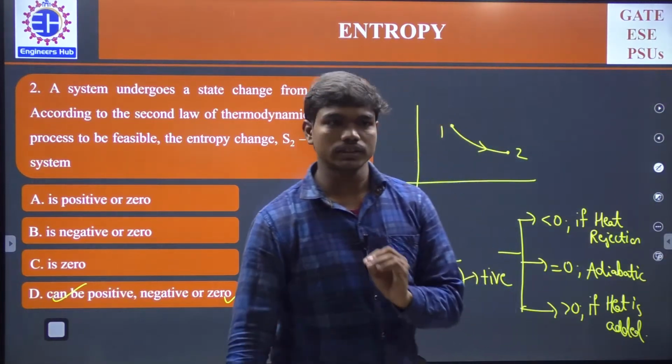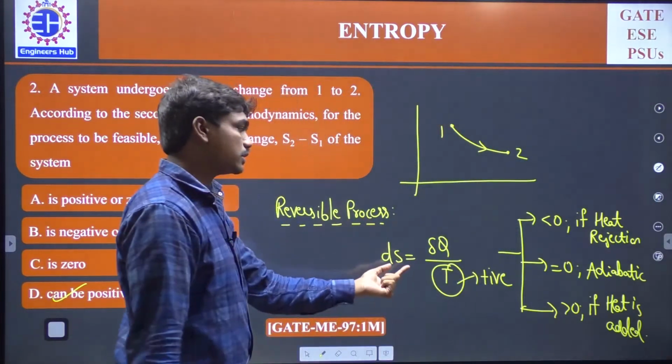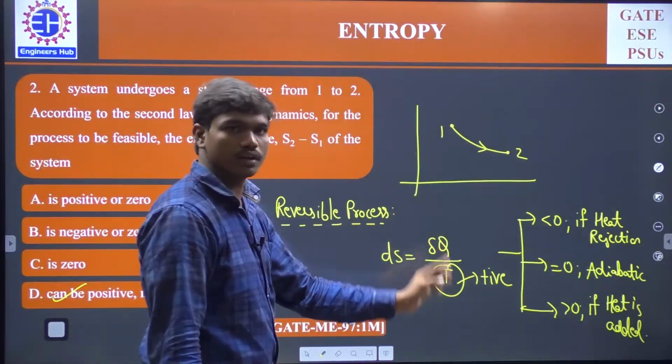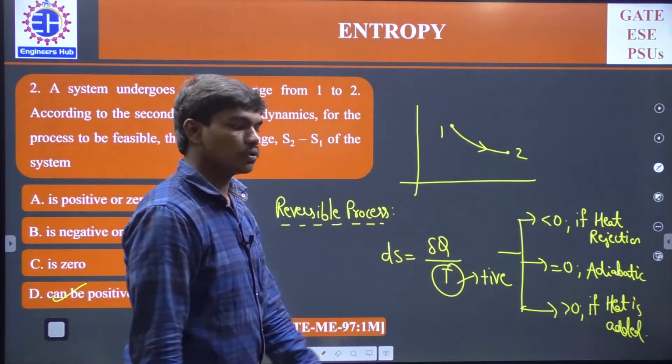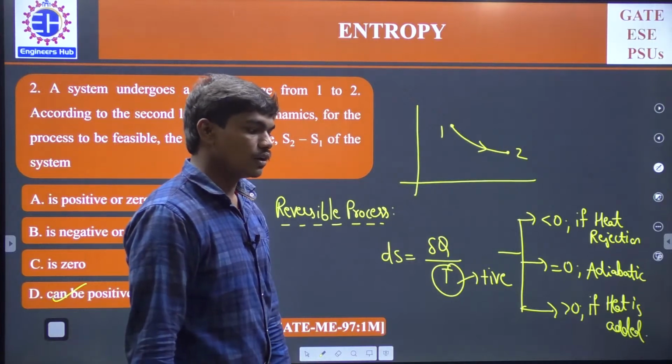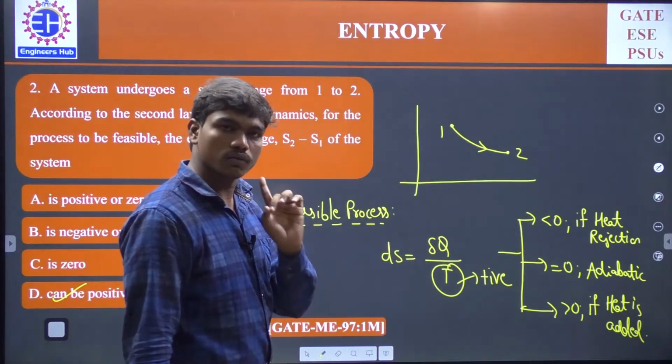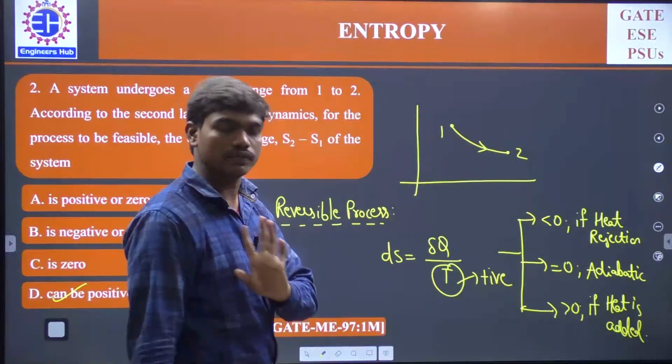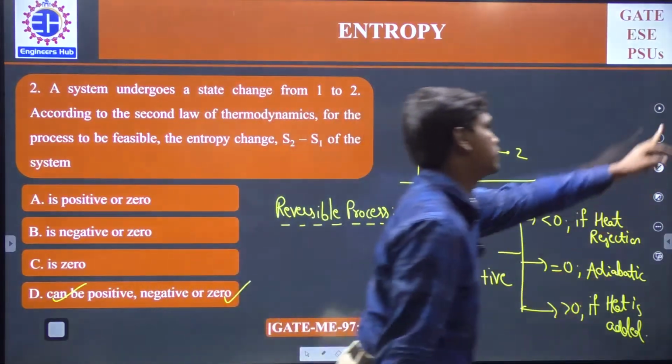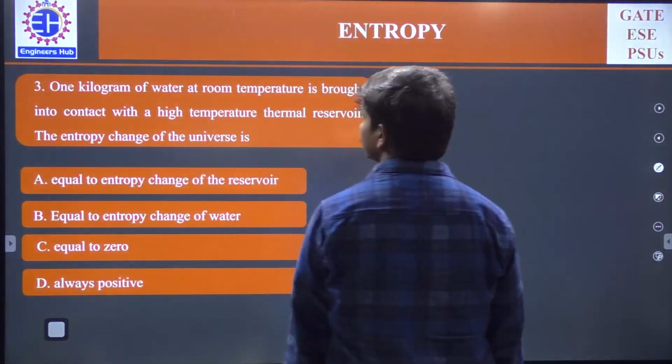See, just basic definitions. I told you on the starting day that ds for a reversible process is del Q by T. I have applied that, that's it. No issues, nothing. The total entropy chapter runs only on one equation, the entropy balance equation, that's it. Okay, so see here. See this question.